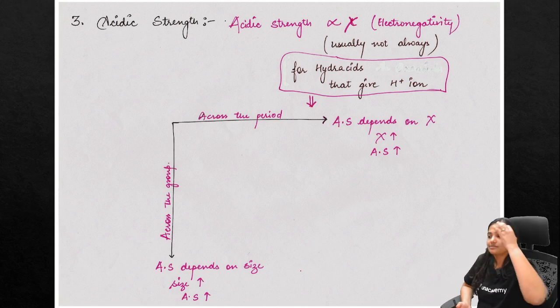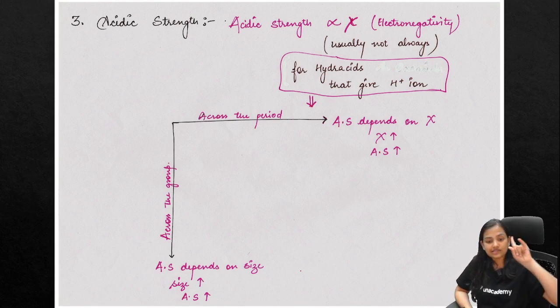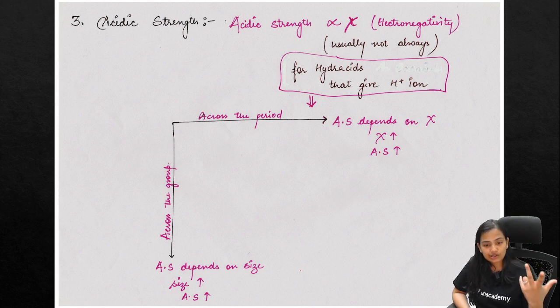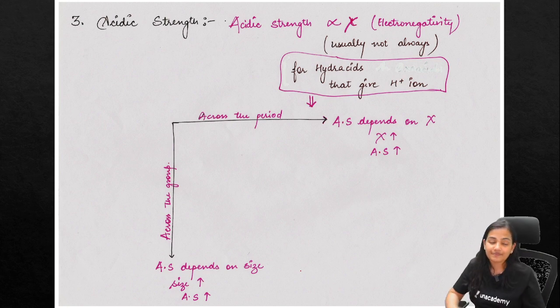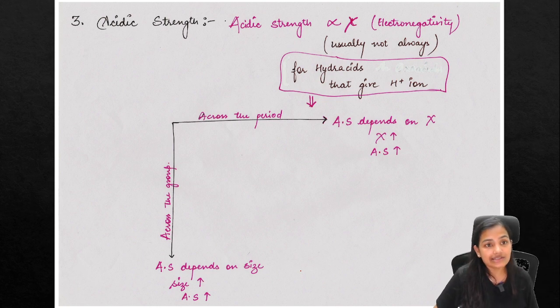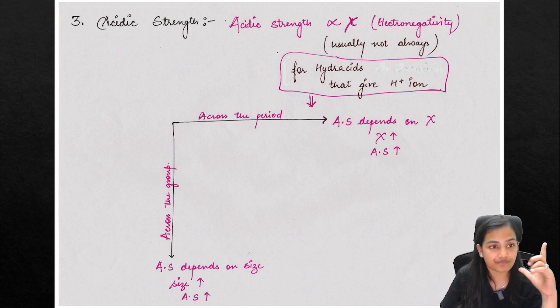So we have learned two things: first, nomenclature, and second, their ionic or covalent character. Now here comes the acidic strength.